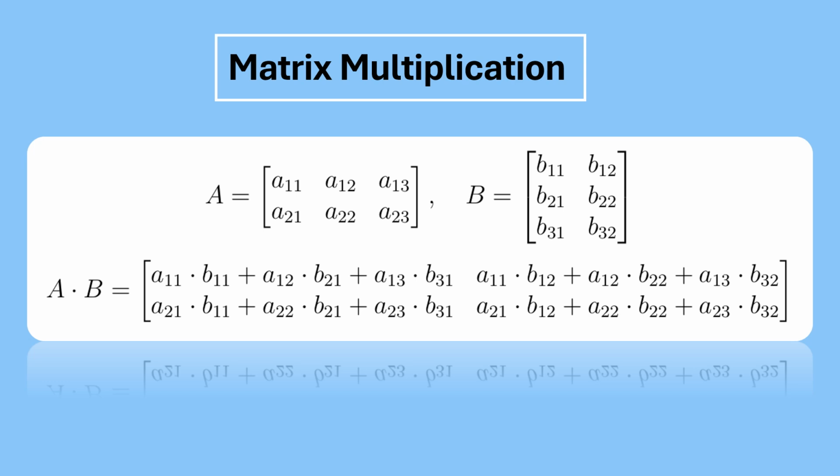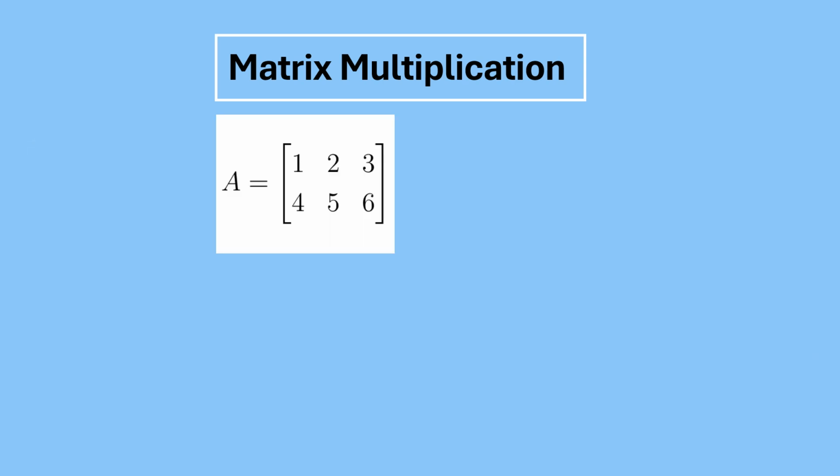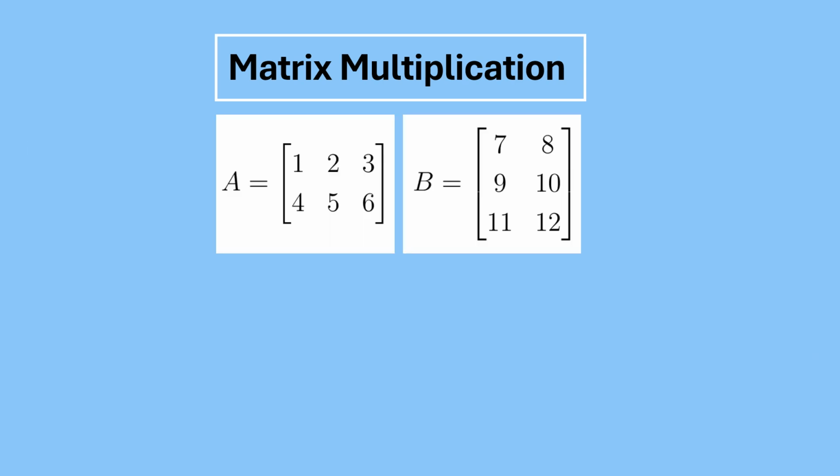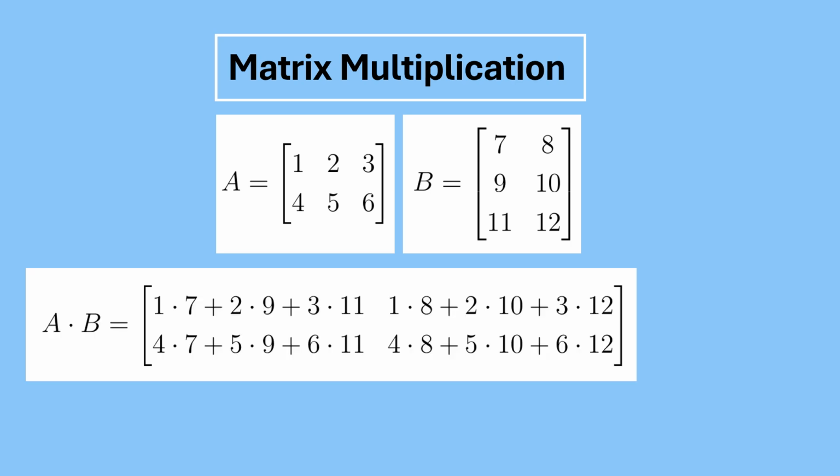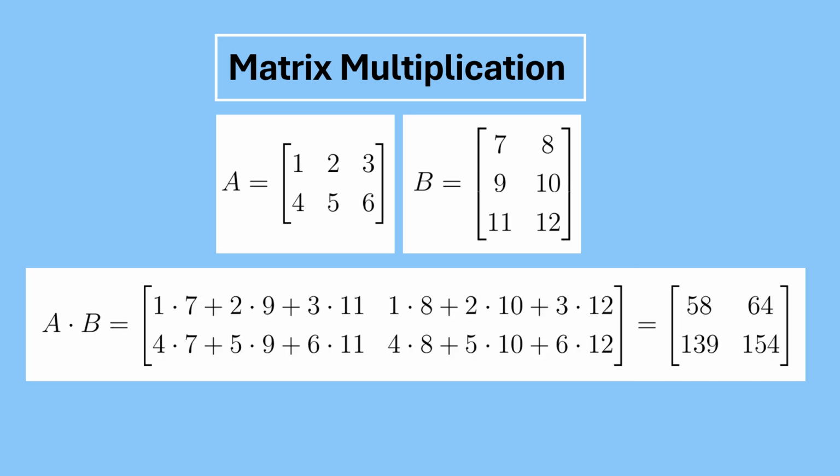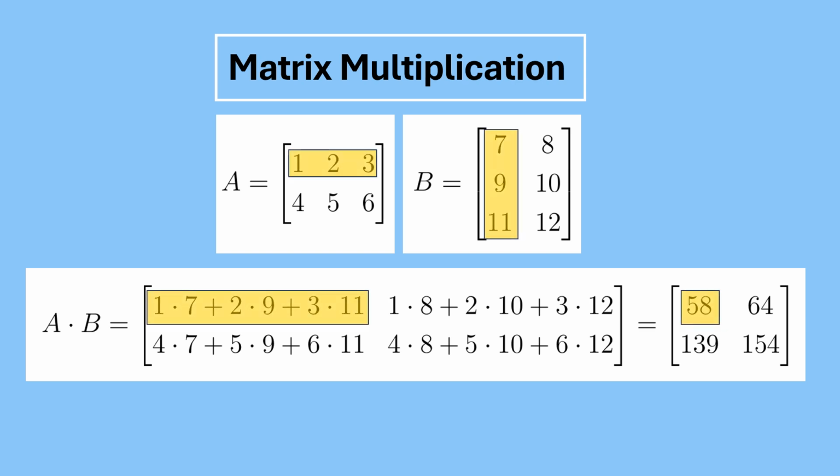For example, if we have matrix A with rows 1, 2, 3, and 4, 5, 6, and matrix B with columns 7, 9, 11, and 8, 10, 12, we calculate the product by taking the dot products of the corresponding rows and columns. The resulting matrix has entries 58, 64, 139, and 154.